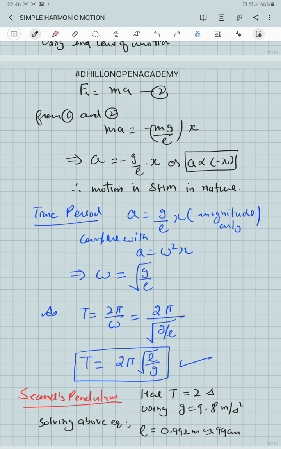Lastly, the seconds pendulum. A pendulum which has a time period of 2 seconds is known as a seconds pendulum. If we substitute the time 2 seconds and acceleration due to gravity 9.8 meters per second squared in the above equation and solve, the length comes out to be 0.992 meter, or approximately 99 centimeters. So if we set the effective length of the pendulum, which is the length of the thread plus the radius of the bob, as about 99 centimeters, then this pendulum will describe one oscillation in a time of 2 seconds. Hence it is known as the seconds pendulum.